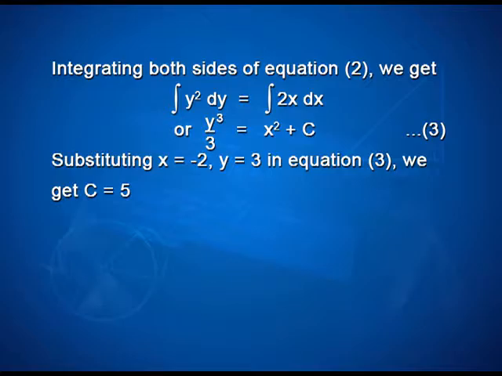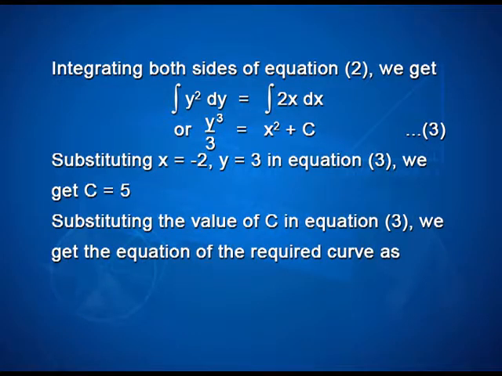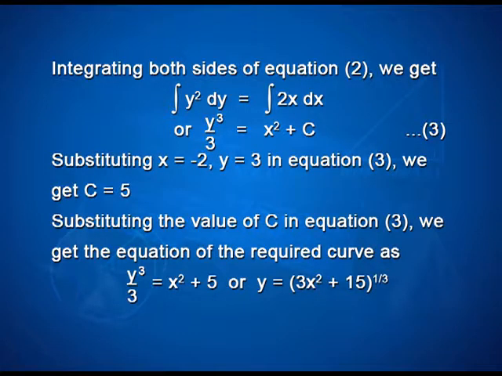On substituting x is equal to minus 2, y is equal to 3 in equation 3, we get c is equal to 5. Now, substituting the value of c in equation 3, we have the equation of the required curve as y cube upon 3 is equal to x square plus 5, or y is equal to (3x square plus 15) whole raised to 1 upon 3.